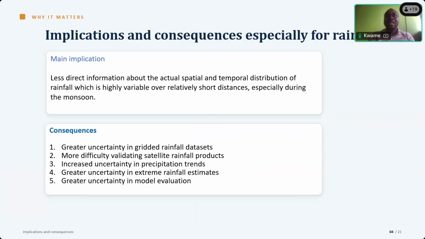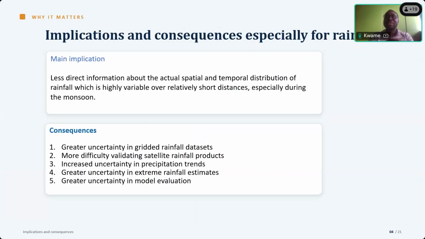Looking at the current state of the data, it means that getting in situ data or station data over West Africa to make direct inferences, especially for precipitation, is difficult. And West Africa is highly variable when it comes to precipitation, where precipitation changes over such a short distance. So if data is missing, it means that there is greater uncertainty when it comes to preparing any gridded rainfall data set for the area. It becomes difficult even for validating satellite rainfall products.